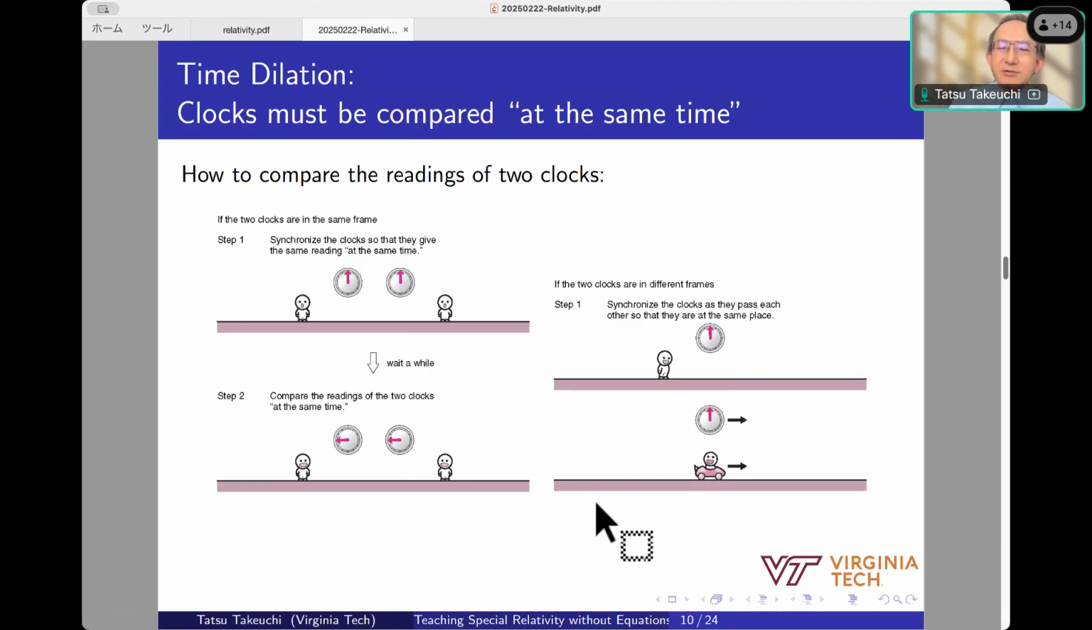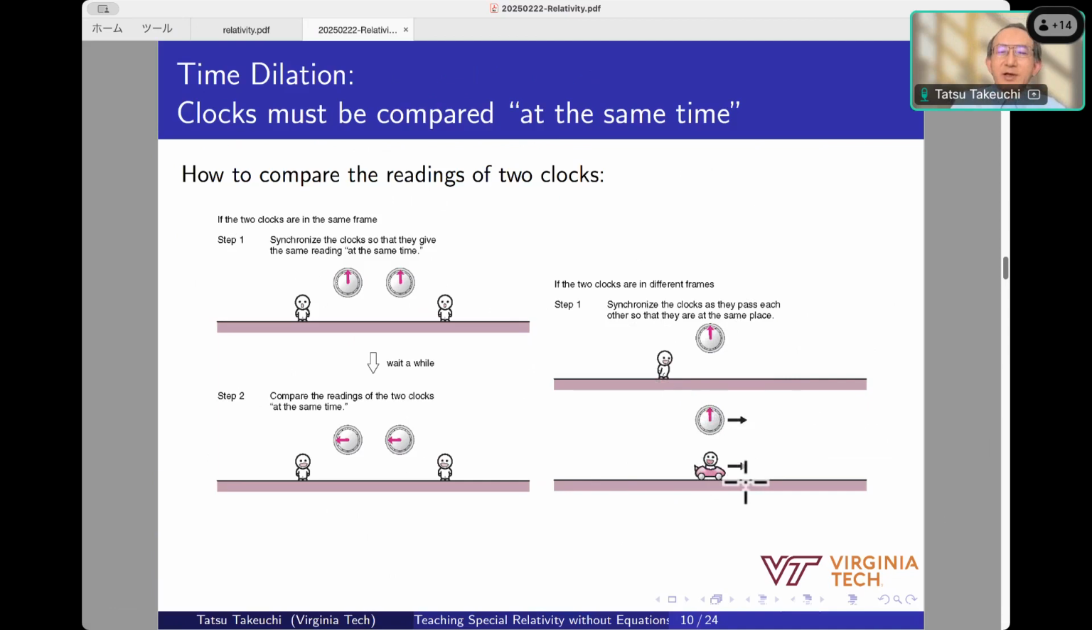The observer who is at rest on the ground and the observer who is moving with the clock need to agree that the two clocks are giving the same reading at the same time. The only way you can do that is when the two clocks are at the same place, right?